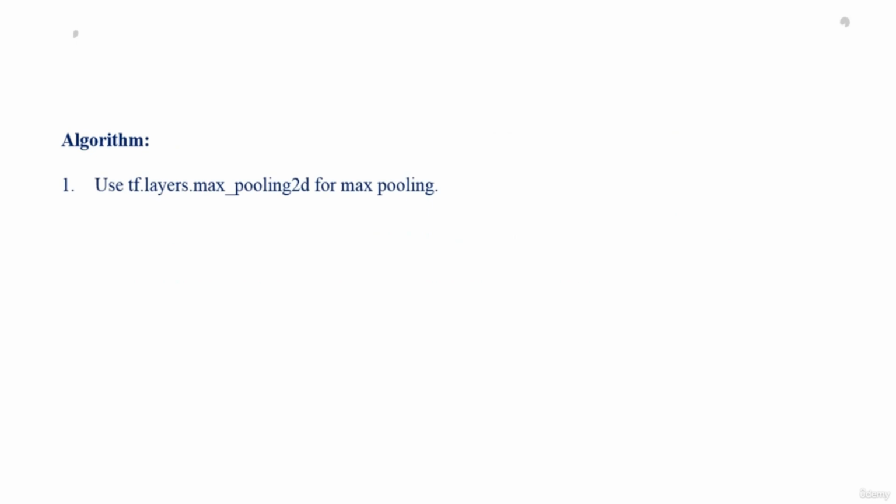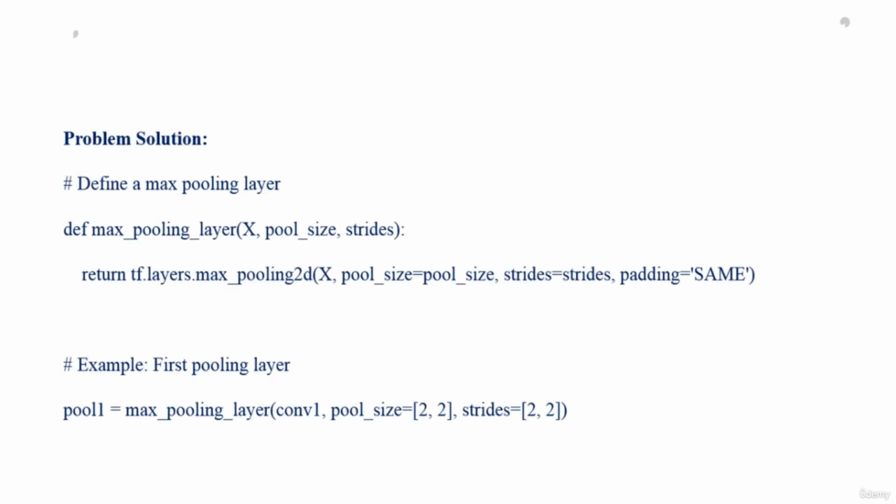Algorithm. Use tf.layers.max_pooling2d for max pooling. Specify pool size and strides. How code is working: the max pooling layer reduces the dimensions of the feature maps by taking the maximum value in each pooling window, thereby reducing computational complexity.